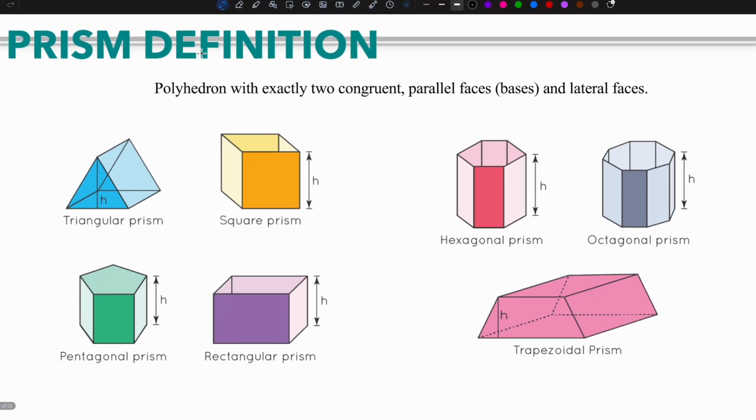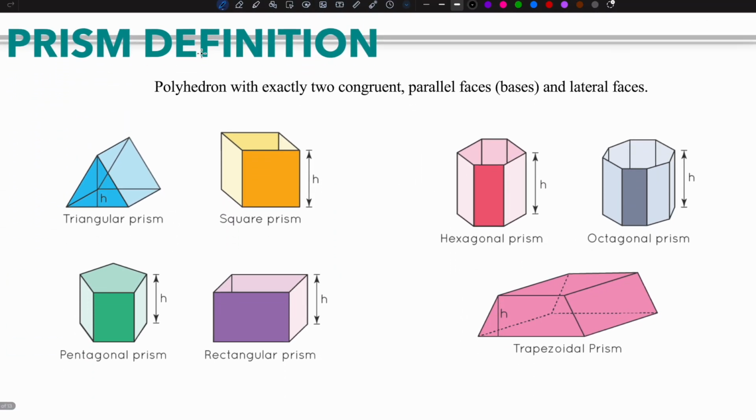Now, a prism is defined as a polyhedron with exactly two congruent parallel faces, which we call the bases. There's a base on the bottom and a base on top, and lateral faces going around. So this hot pink and this grayish one are what are called lateral faces, and they are actually rectangles that go between the top base and the bottom base.